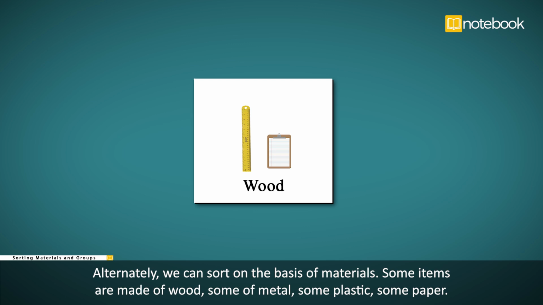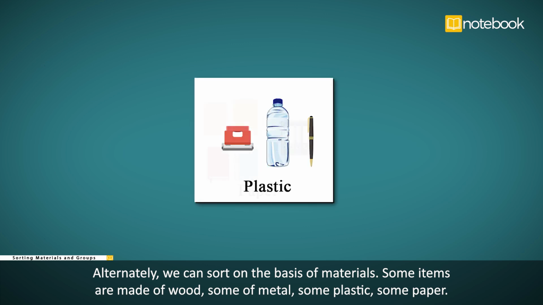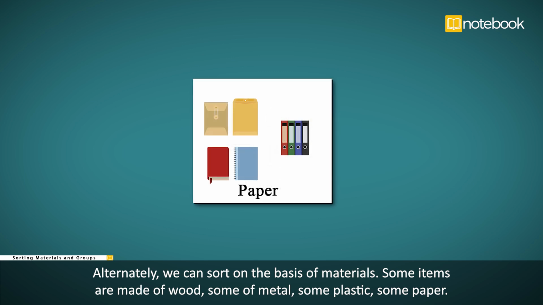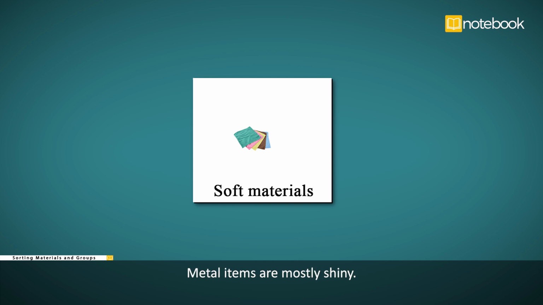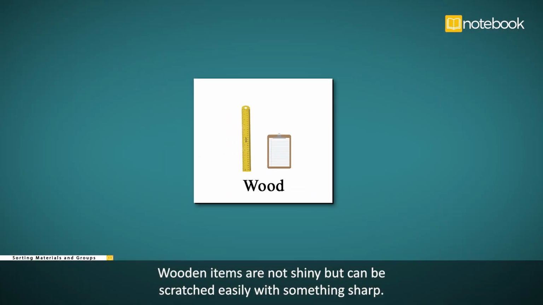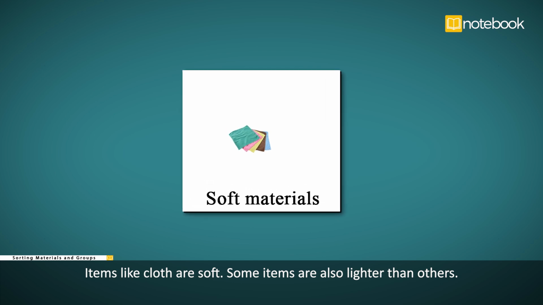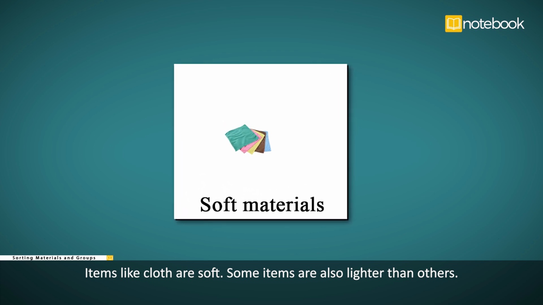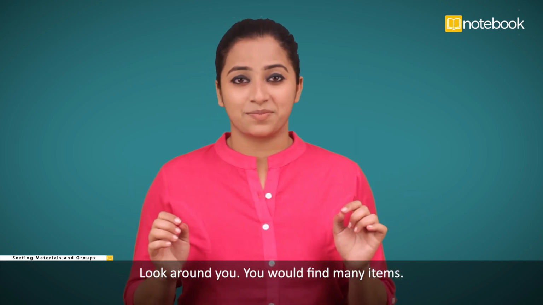Alternately, we can sort on the basis of materials. Some items are made of wood, some of metal, some plastic, some paper. Some of these materials are hard, some soft. Metal items are mostly shiny. Wooden items are not shiny but can be scratched easily with something sharp. Items like cloth are soft. Some items are also lighter than others. Look around you. You would find many items.